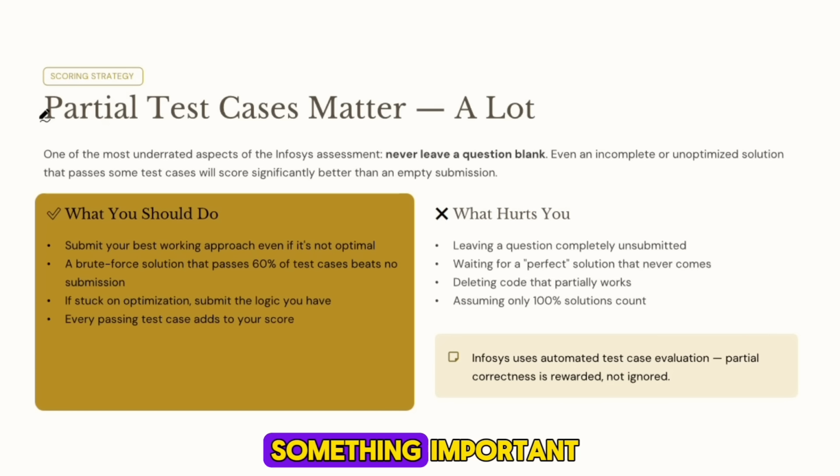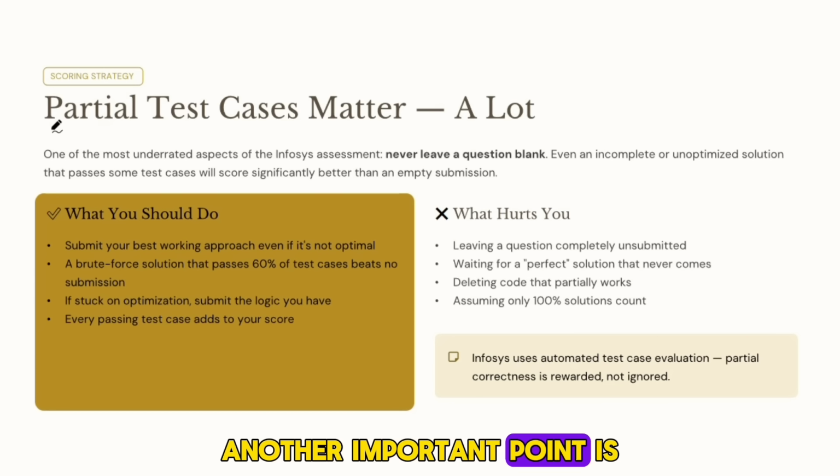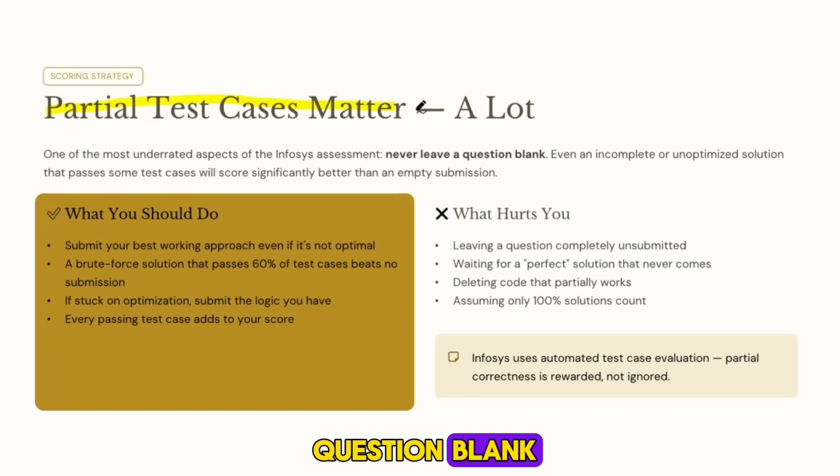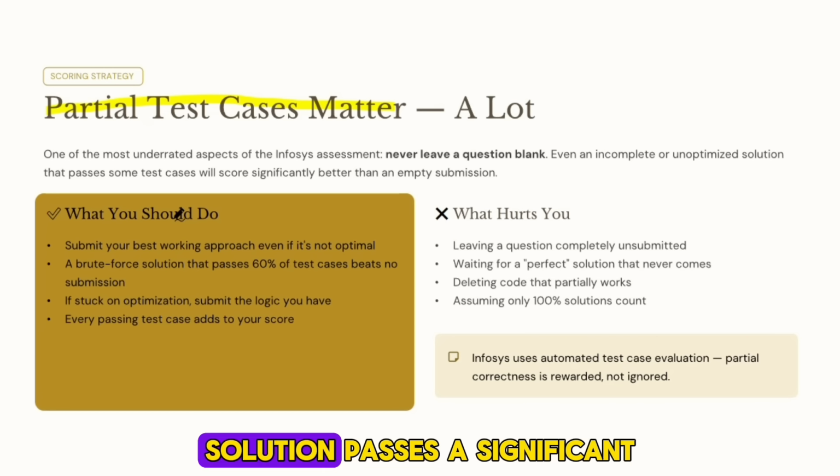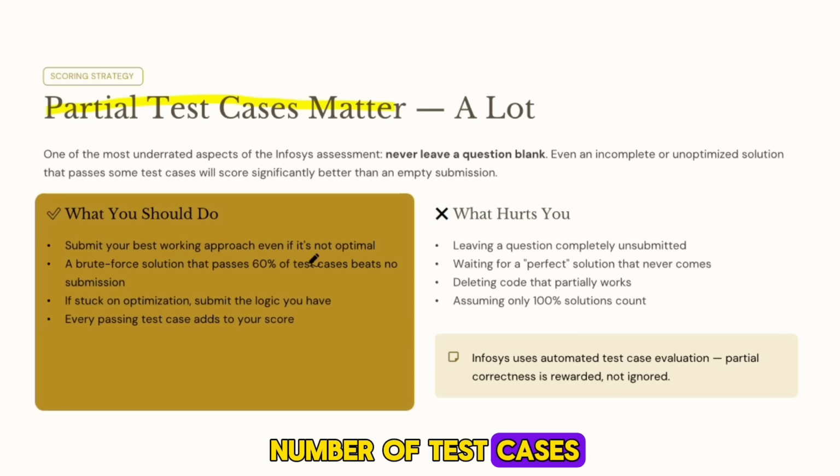Now let's talk about something important. Another important point is that partial test cases matter. Do not leave any question blank. Infosys evaluates based on test case execution. If your solution passes a significant number of test cases, that is much higher than submitting nothing.